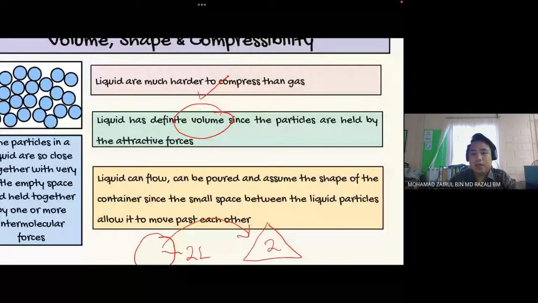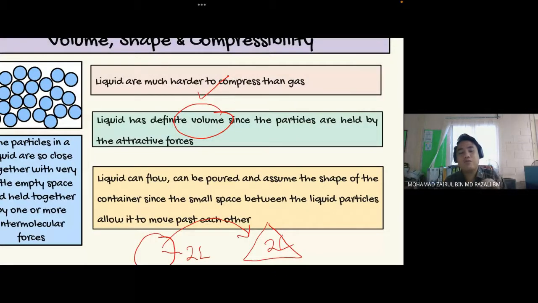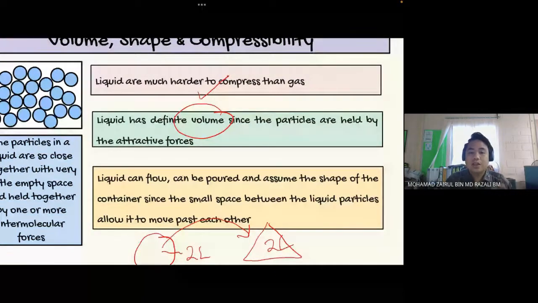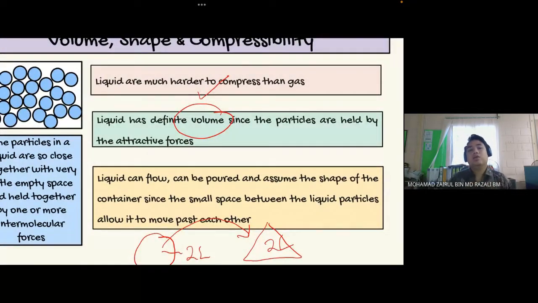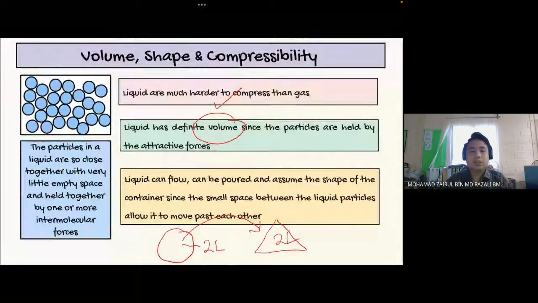Tapi kalau awak tengok, bentuk liquid tu dah berubah. Sebab apa? Sebab liquid itu dia akan follow the shape of the container. Tapi volume dia maintain. Sebab apa volume dia maintain? Sebab the particle in the liquid are held together but stronger compared to the gas. Okay. Any question? Ada soalan?